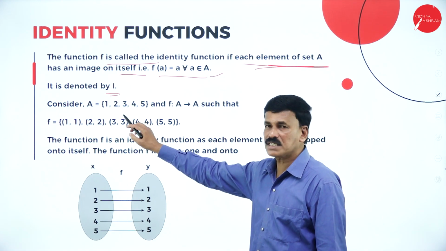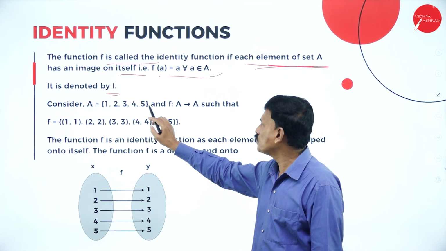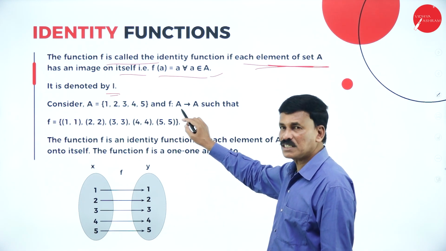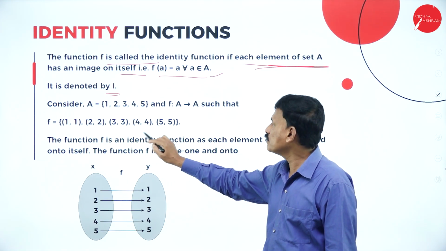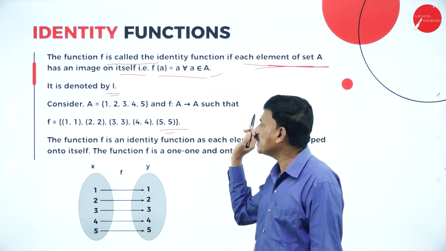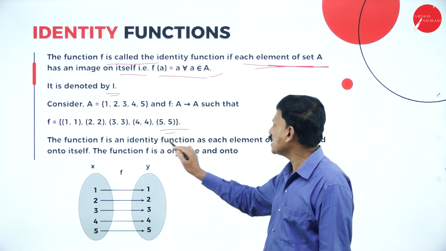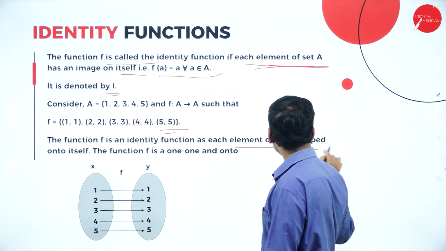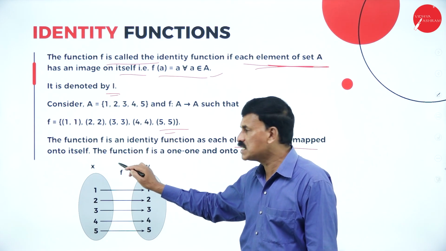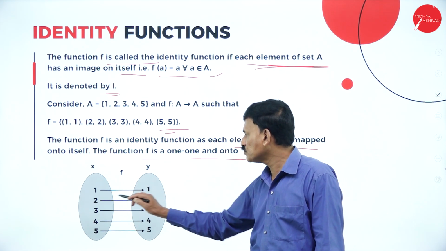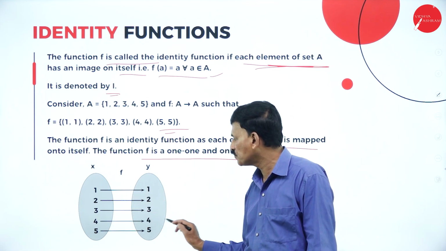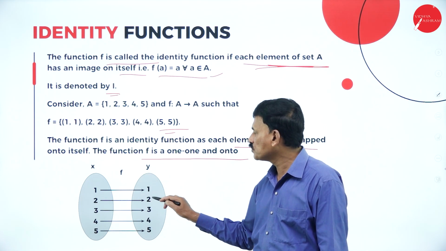Now let us consider an example. If A is equal to {1, 2, 3, 4, 5} and a function f from A to B is defined by {(1, 1), (2, 2), (3, 3), (4, 4), (5, 5)}, then the function f is an identity function as every element of A is mapped onto itself. Thus the function is one-one and onto: 1 to 1, 2 to 2, 3 to 3, 4 to 4, 5 to 5.